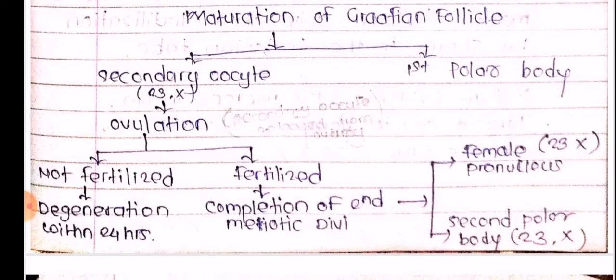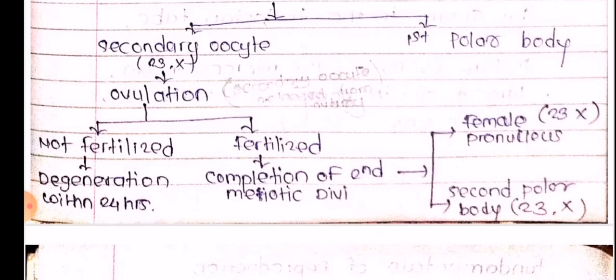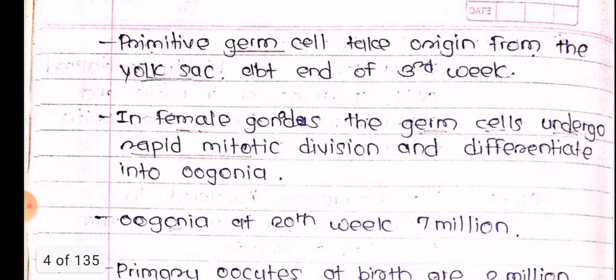If the secondary oocyte is not fertilized, degeneration will take place within 24 hours. If it is fertilized, then the second meiotic division of the secondary oocyte is completed, which eventually gives us a female pronucleus, which is 23X, our final outcome of this process of oogenesis, and a second polar body, which again is of no importance. So we again look into the process.